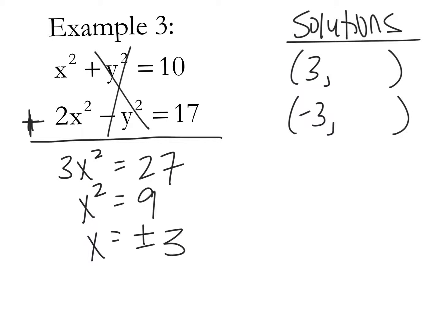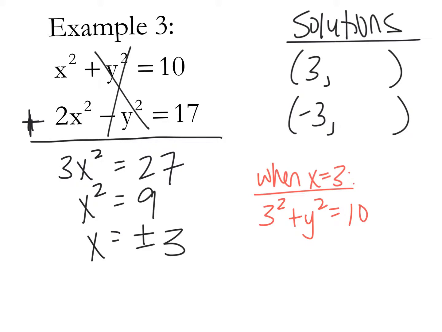Okay, and in this case, again, remember when we're plugging in, we're supposed to choose the easiest equation. This one looks a little bit easier to me than this one, just because this one has a negative and a 2. So I'll probably use this one, but you could get the same answer if you use the other one. Just make it easy on yourself. So I'm going to do when x equals 3 first, and I'm going to use this top equation here. So I'm going to plug in 3 squared plus y squared equals 10. So that's 9 plus y squared, which means y squared equals 1, which means y equals plus or minus 1.